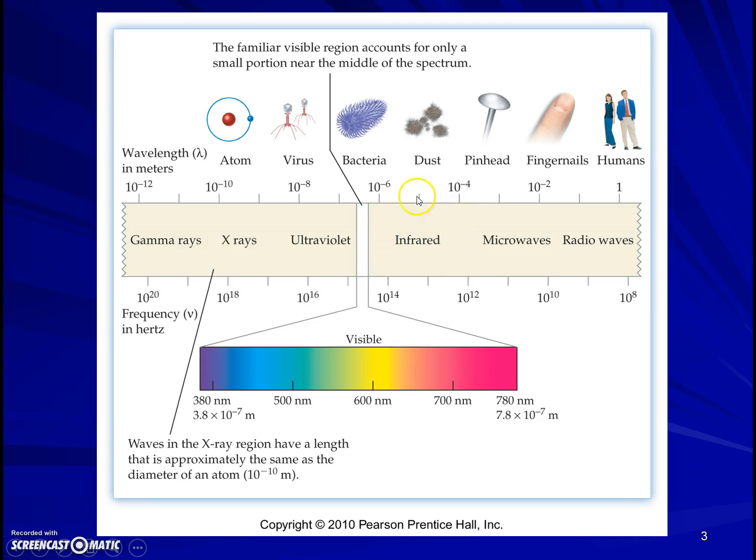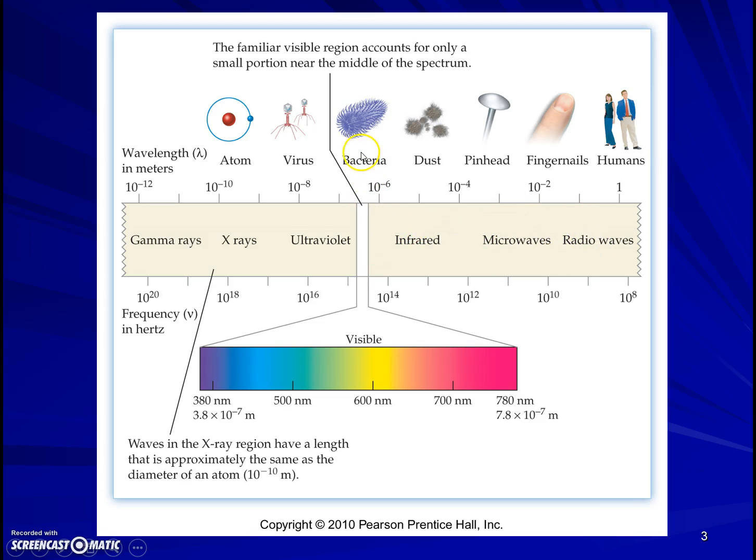We can't see it, but it does come from objects that are hot. There's infrared light coming from the sun. There's infrared light coming from a hot stove. The hotter something is, the more infrared light it gives off, until it gets to the point where it's hot enough to glow red or glow at some visible color. Even lower energy, lower frequency, but longer wavelength waves are microwaves, and then radio waves.